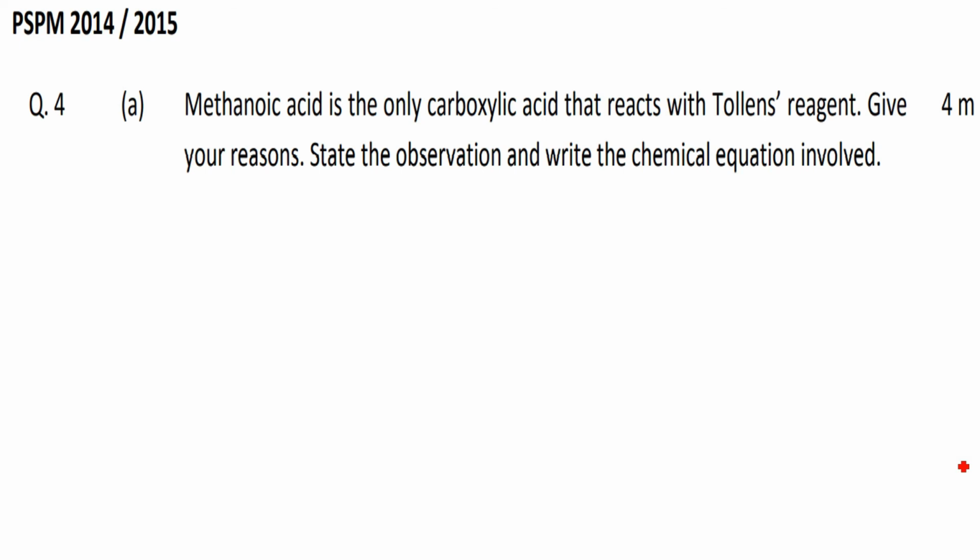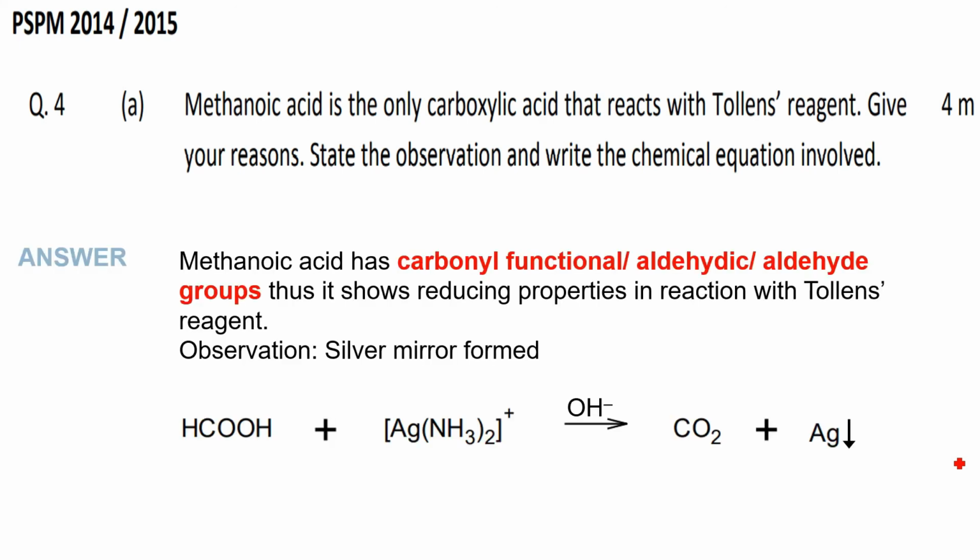Give your reasons, state the observation, and write the chemical equation involved. So the answer is that methanoic acid has a carbonyl functional group, or aldehyde group. Thus, it shows reducing properties in the reaction with Tollens reagent. The observation is a silver mirror forming and the equation is as below.